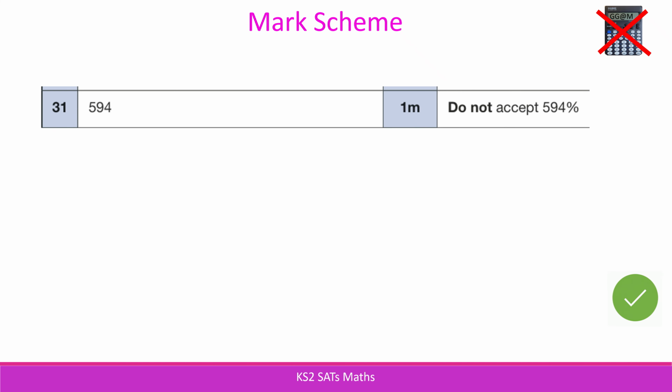The mark scheme on this question shows the answer 594 for 1M, which is one method mark. Be careful when you're working out a percentage of an amount, your answer is not a percentage, it is a number. So if they give you money, it's a monetary value. If it's just a number, it's a number. You cannot put a percentage at the end, otherwise you get the wrong answer.